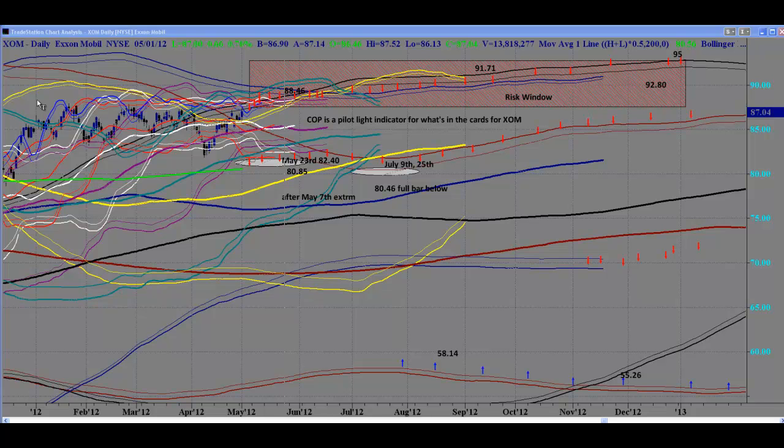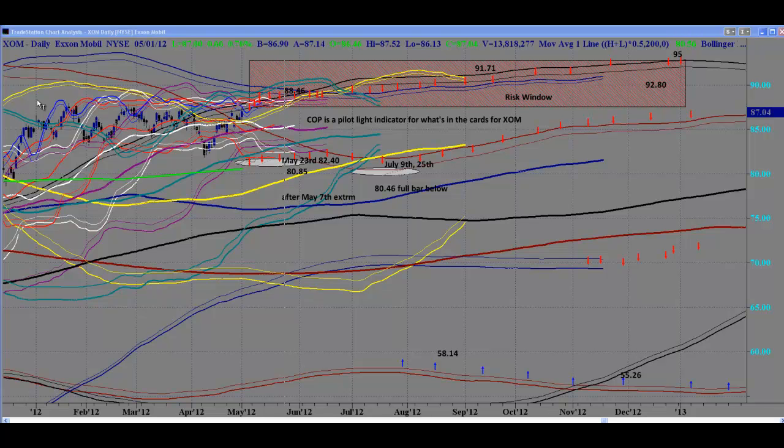And what you see in front of you right now is a price chart of XOM. And ConocoPhillips, the activity that occurred over the past few days, is going to be a pilot light indicator for what's in the cards for XOM. And what I mean by that is I have overlaid a risk window on this high-definition risk map. Okay, and it's going to lay out the forward-looking risks between May and well into next year.